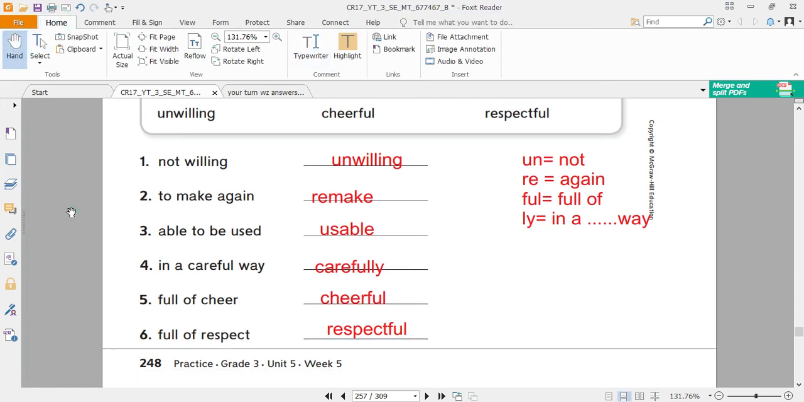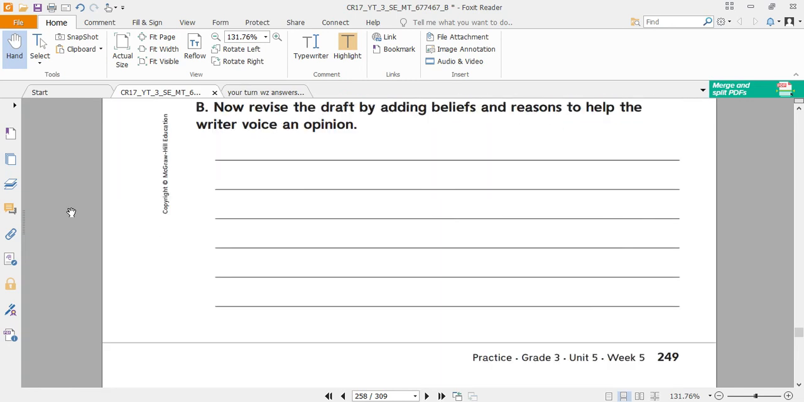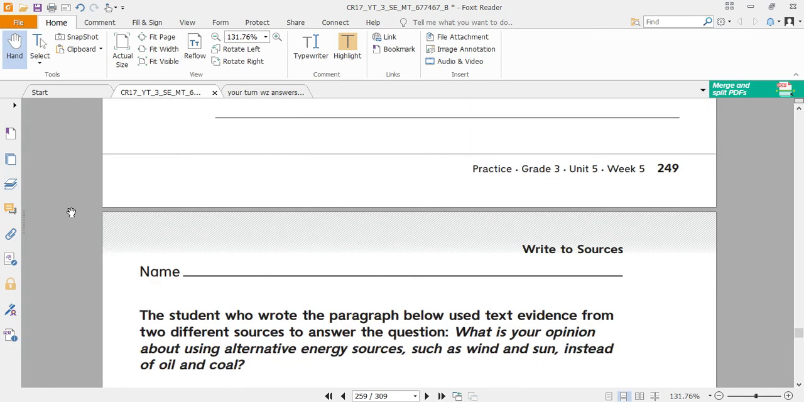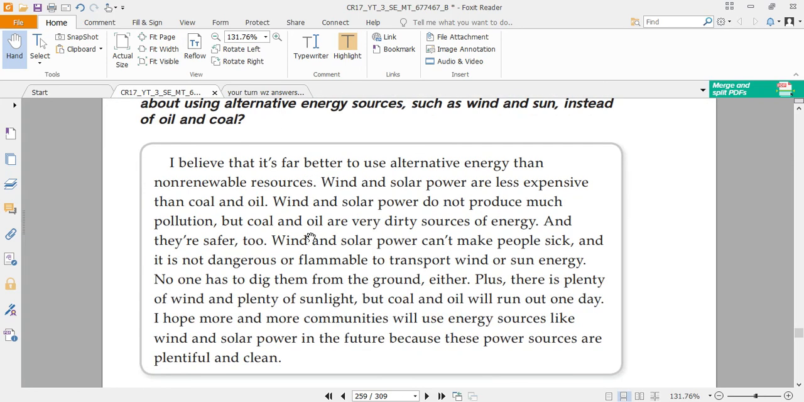The last part for today's session. Go to page 250. The student who wrote the paragraph below used text evidence from 2 different sources to answer the question, what is your opinion about using alternative energy sources, such as wind, sun, instead of oil and coal? Let's read the paragraph, then answer.